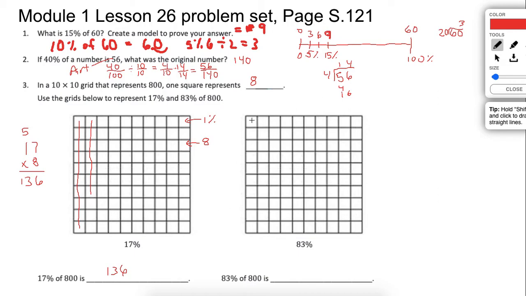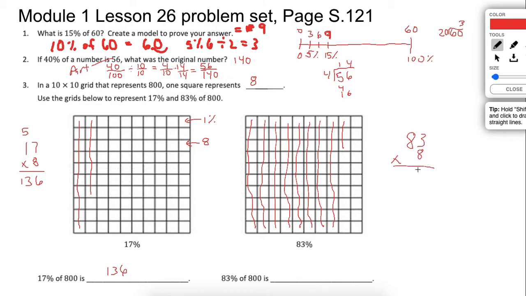Now for this one we would shade in each one of these rows of 10, so there would be 10, 20, 30, 40, 50, 60, 70, 80, and then we need 3 more, so that'd be 83. So we shaded that in, so that's 83% shaded in. And we have 83 times 8. Each one of those is worth 8.